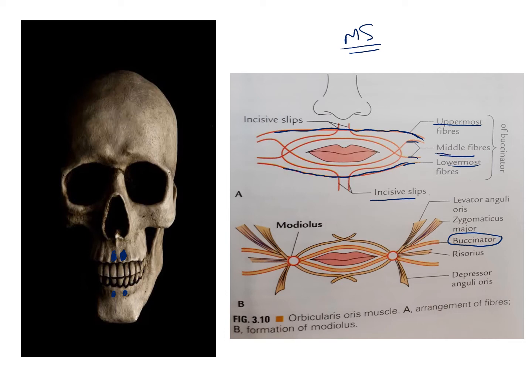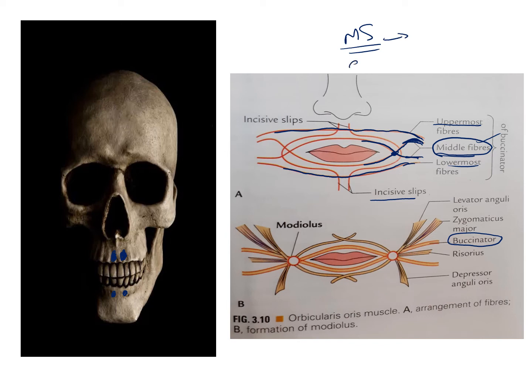But the middle fibers of the buccinator muscle decussate, meaning the upper fibers of the buccinator muscle will pass to the lower lip, whereas the lower fibers will pass to the upper lip. So this is known as decussation. That is formed by the middle fibers of the buccinator muscle. So the middle strata is mainly formed by buccinator.